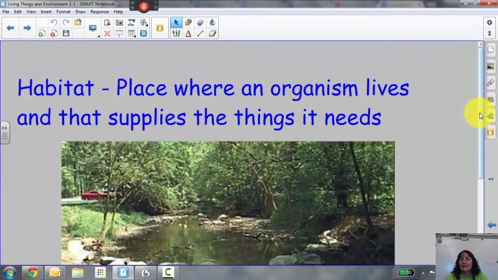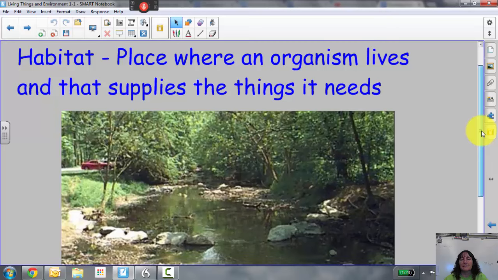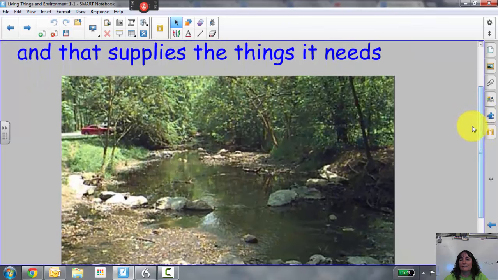A habitat is a part of an ecosystem. So that's the place where an organism lives and it supplies the things that it needs. Now this picture shows a creek in the woods. So this would supply the animals that live there with their water, their food, the place to live, where they can make their den or their nest, and where they can raise their young.